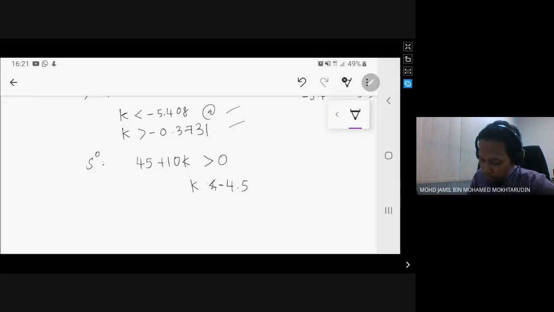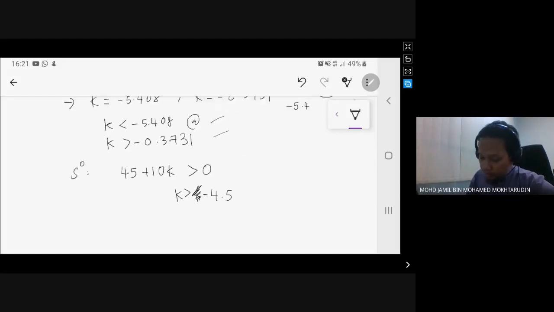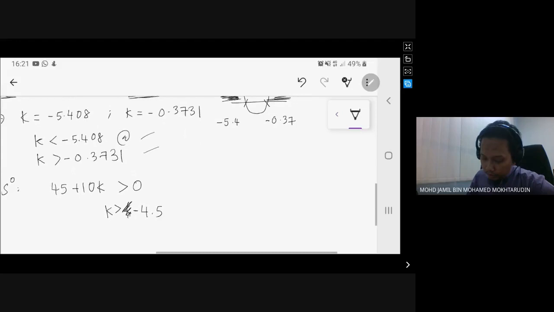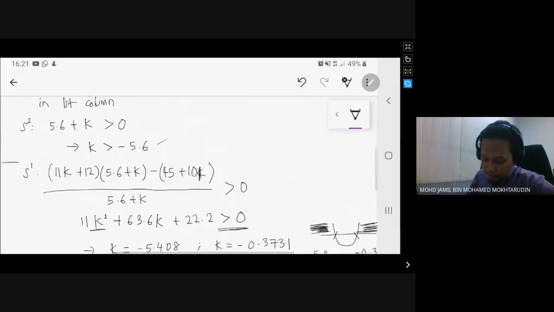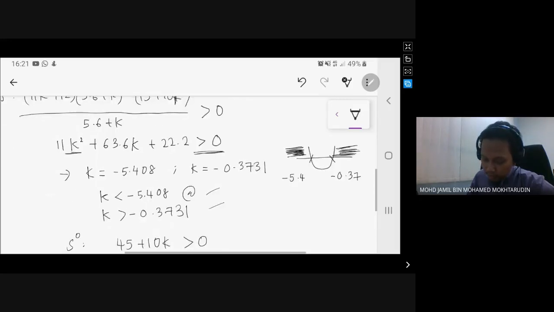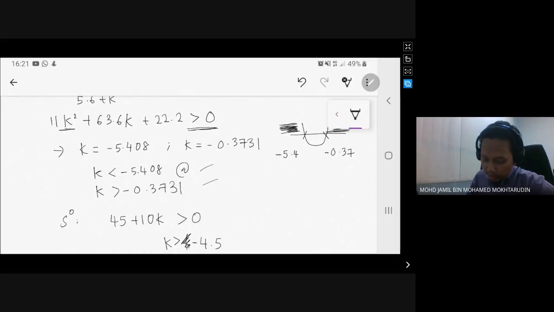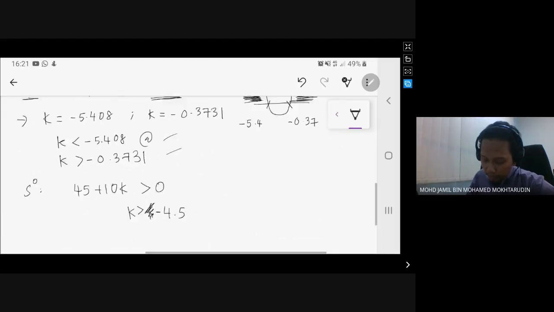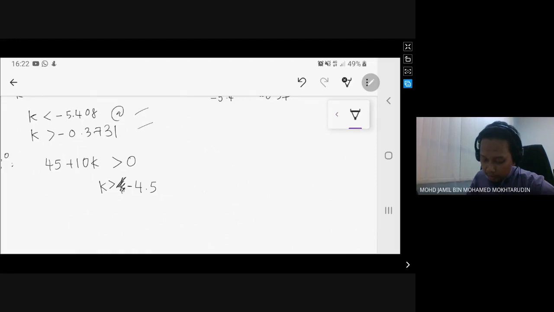Sorry, k bigger than negative 4.5. Okay, so you get three ranges here. First is k bigger than minus 5.6. The second one is k is less than minus 5.4 or k bigger than minus 0.37. And lastly, k must be bigger than minus 4.5. So you need to combine all these ranges together.